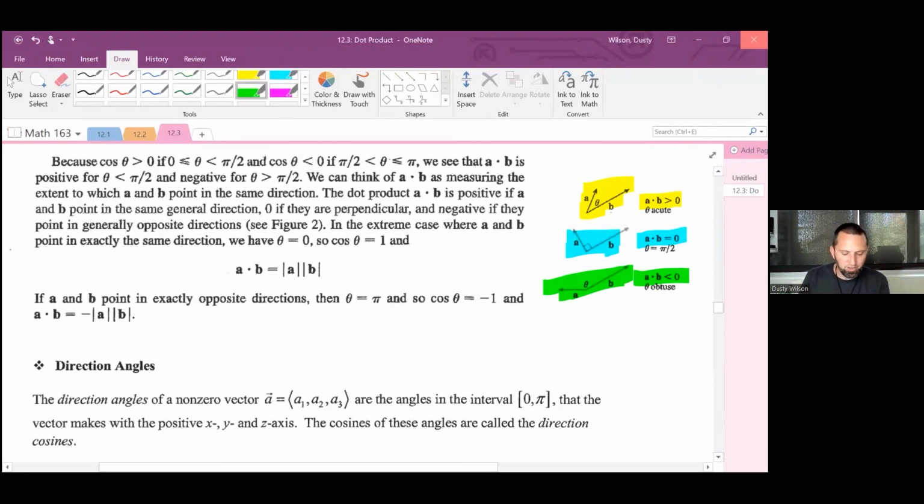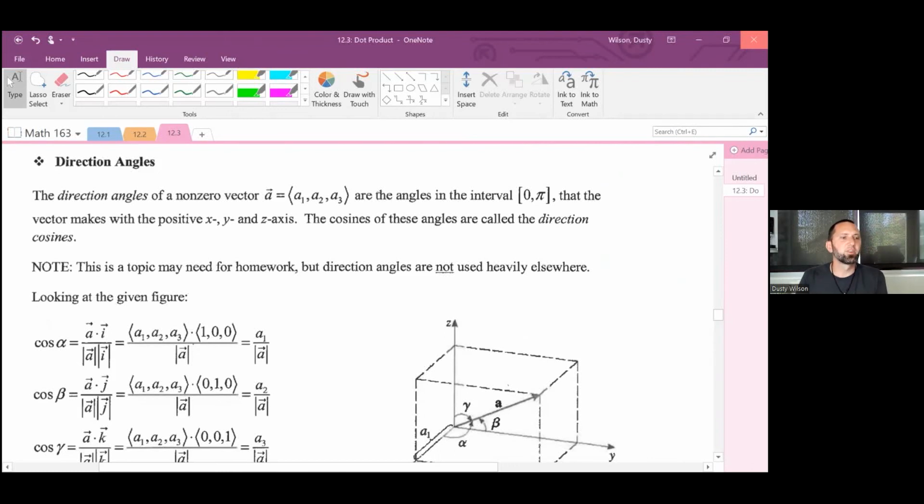If A and B point in exactly the opposite directions, then theta equals pi, cosine equals -1, and A dot B equals negative the magnitude of A times the magnitude of B. Direction angles. The direction angles of a non-zero vector A equal to A1, A2, A3 are the angles in the interval 0 to pi that the vector makes with the positive x, y, and z axes. The cosines of these angles are called the direction cosines.